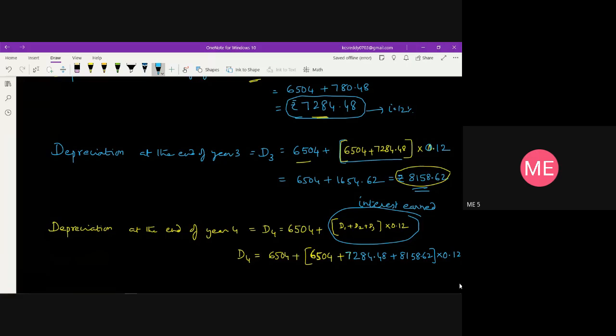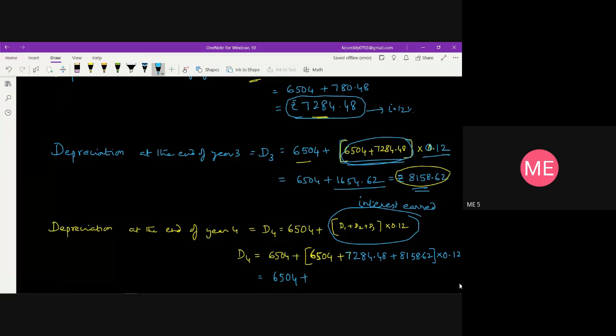For every year, this is the interest earned at the end of third year. For the 2 years, whatever the depreciation amount calculated, the interest earned is going to be 1,654. Likewise for these 3 years, how much is going to be the interest earned? For this, we can calculate 6504 plus 7284.48 plus 8158.62 multiplied by 0.12.